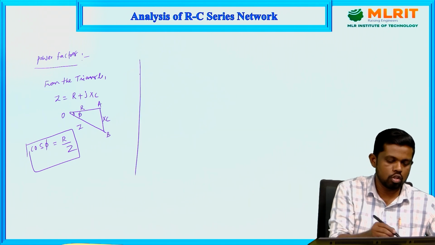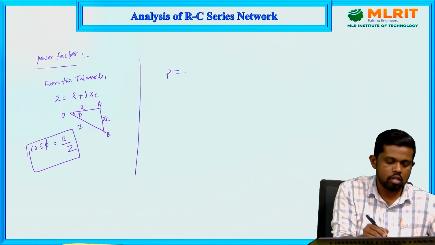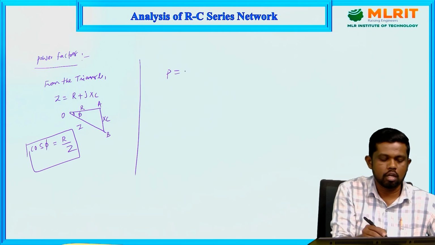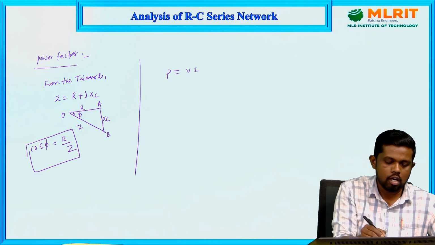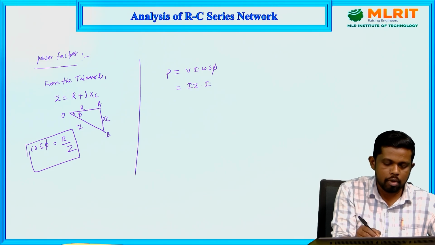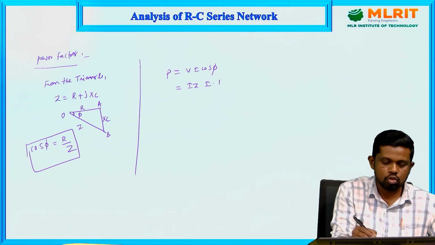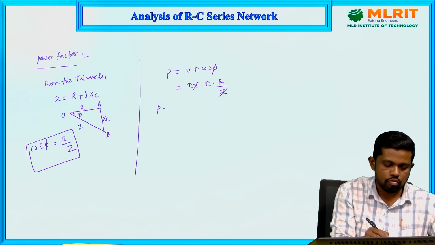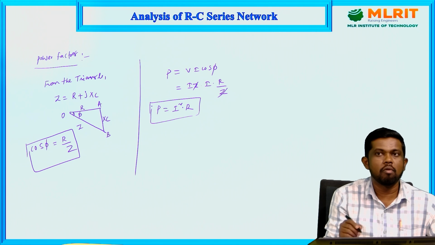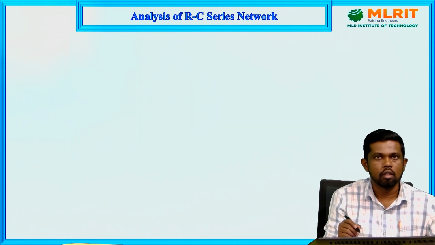Based on this, we have determined the active power taken by the circuit, that is equal to VI cos phi. Instead of V we can substitute V equal to IZ, then I keep as is, with the power factor notation. Then cos phi is the ratio of the resistance to impedance. Both get cancelled. So finally P equals I square into R. So this is the active power, or the average power taken by the RC circuit.